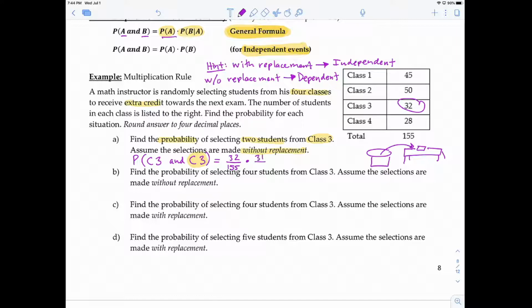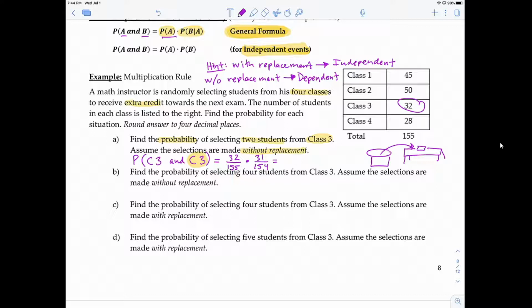Well, let's see. How many different ways can we select a student from class 3? 31 ways, right? So why 31? It's because we made a selection in our first selection. We assumed that student was from class 3, so we're 1 less from class 3. And then over 154. Why 154? It's because we drew a name out in the first trial and set it aside, so we're 1 less total. That's how we got the 31, and that's how we got the 154.